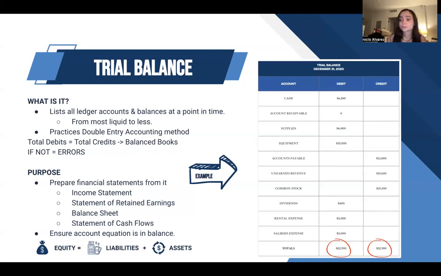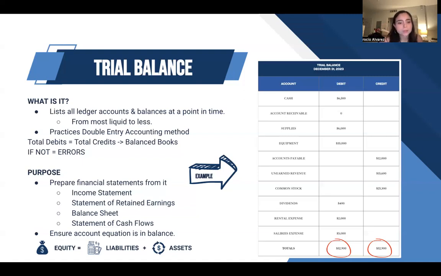So one must be careful while recording and tracking all of the financial movements within the company throughout the year to be able to have a successful end of year when creating a balance sheet, which we will be talking about in a little bit.